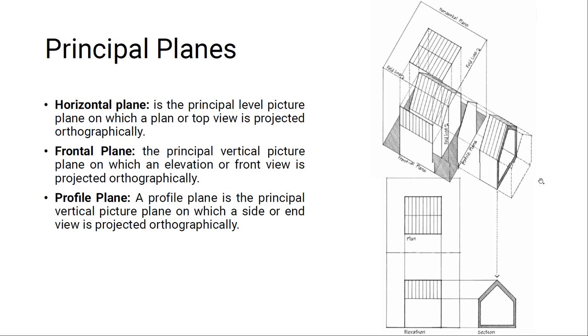The profile plane is the principal vertical picture plane on which the side or end view is projected orthographically. So this is sort of usually your front, right? What people see, the first thing people see. And the horizontal is the principal level plane on which the top view is projected. So we have this horizontal plane, as you can see from above.